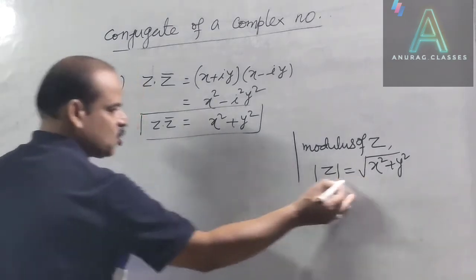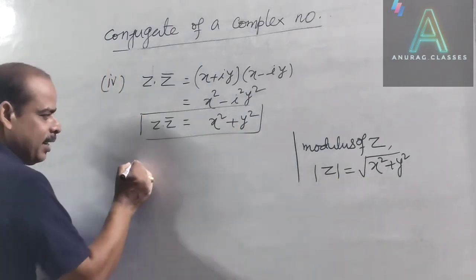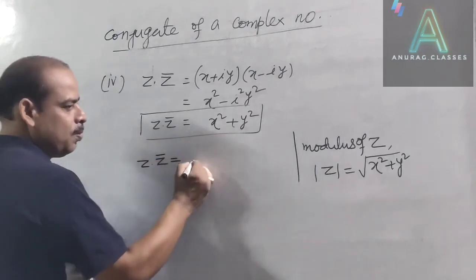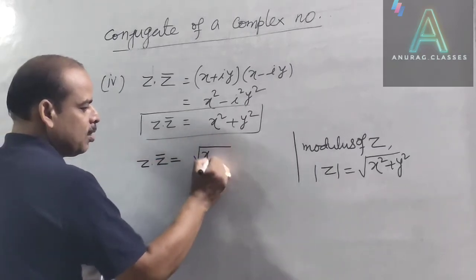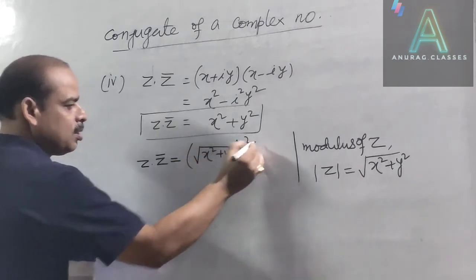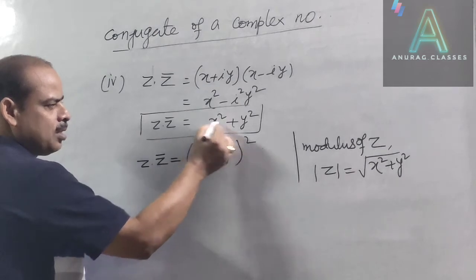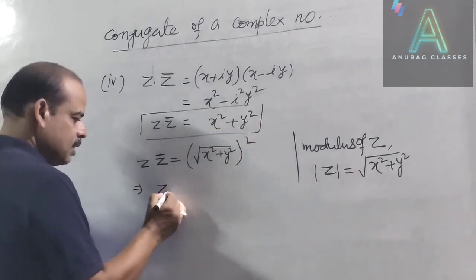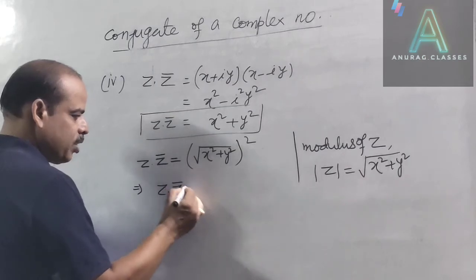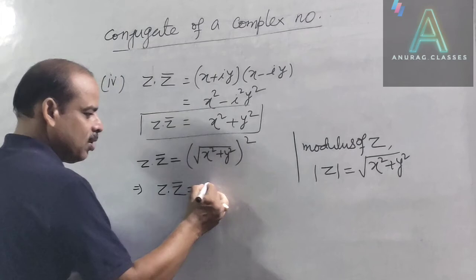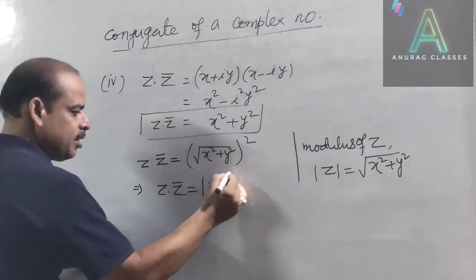By the sake of this formula, can we write it as z into z conjugate is equal to under root x square plus y square and whole square. Whole square and root cancels, so it is x square plus y square. It means z into z conjugate is equal to under root x square plus y square is the value of mod z, so mod z whole square.